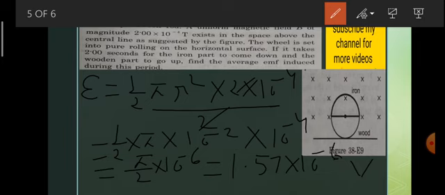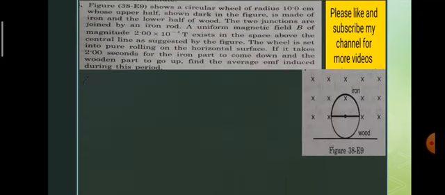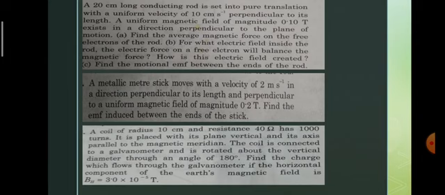I hope this point is clear to you. So let's start to check your knowledge. You have been given 3 problems in the slides. So try to solve these questions.